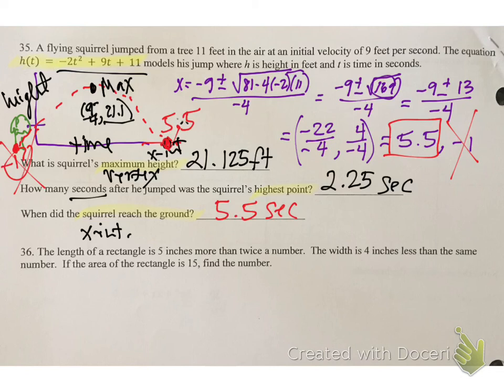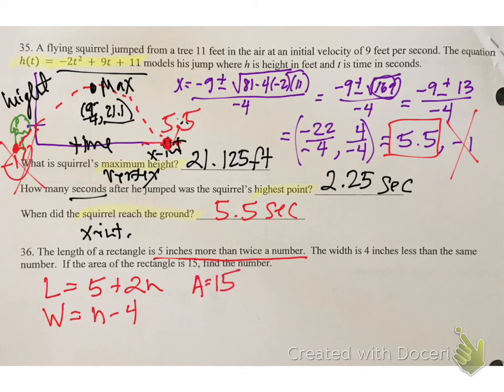Okay, for number 36, the length of a rectangle is 5 inches more than twice a number. The width is 4 inches less than the same number. The area is 15. So length is 5 plus twice the number, and the width is 4 less than the same number, so n minus 4. And area equals 15. Area also equals length times width.